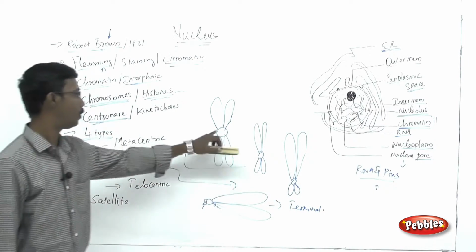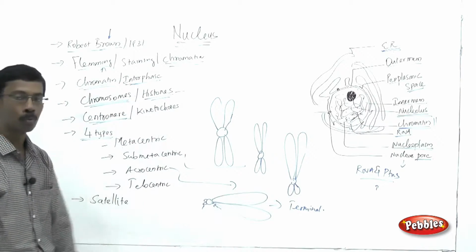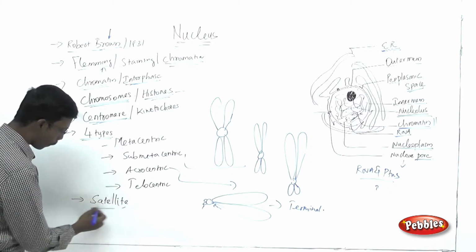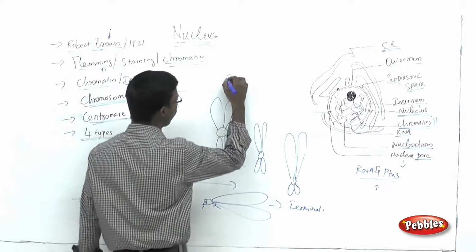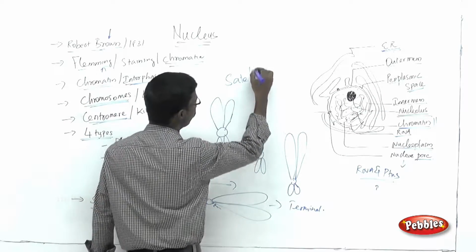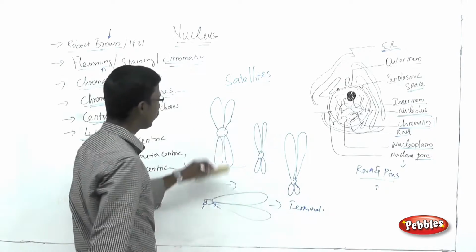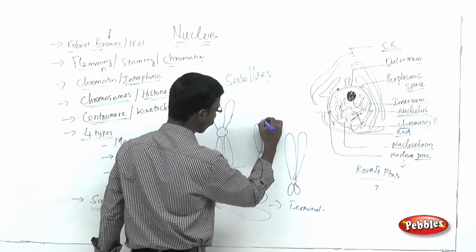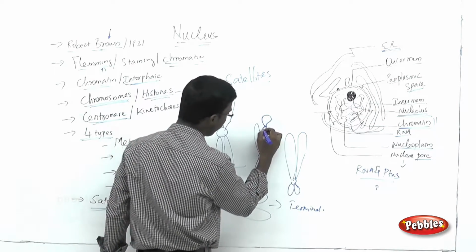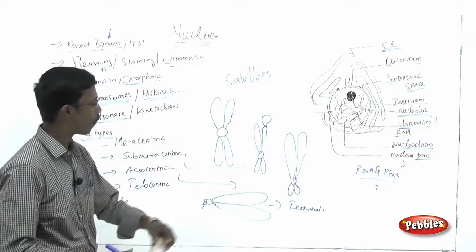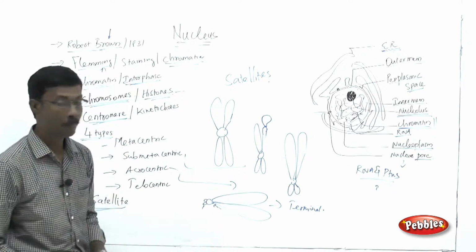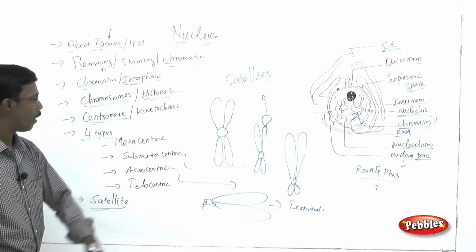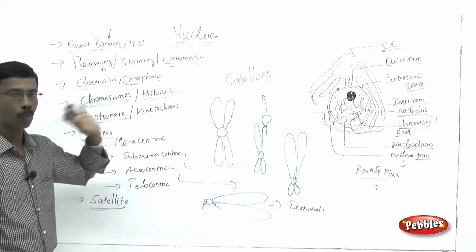Okay, so based on the position of the centromere, we divide the entire chromosomes into four types: metacentric, submetacentric, acrocentric and telocentric. Apart from this, you have to observe another structure in the chromosomes called satellites. In some chromosomes there are secondary constrictions like this. They form fragment like structures in the terminal region of chromatids, and these fragment like structures are called satellites. These are the things you have to remember whenever you are thinking about a nucleus.